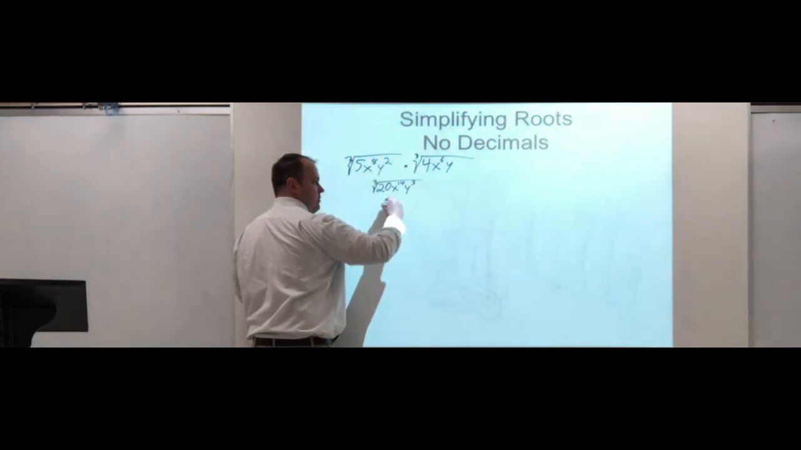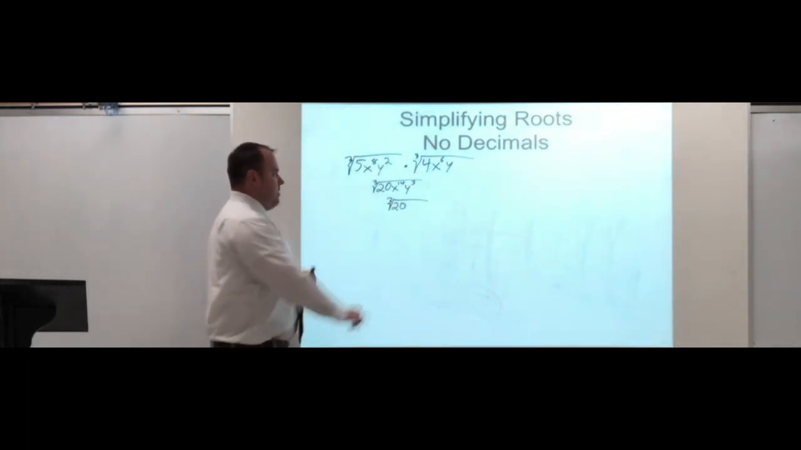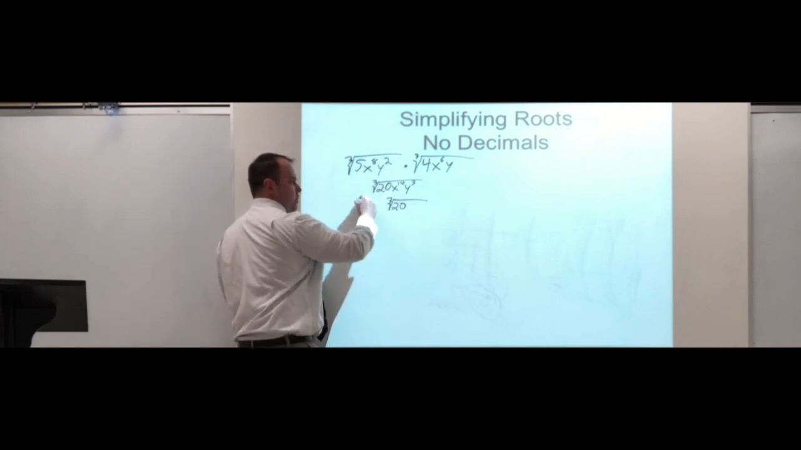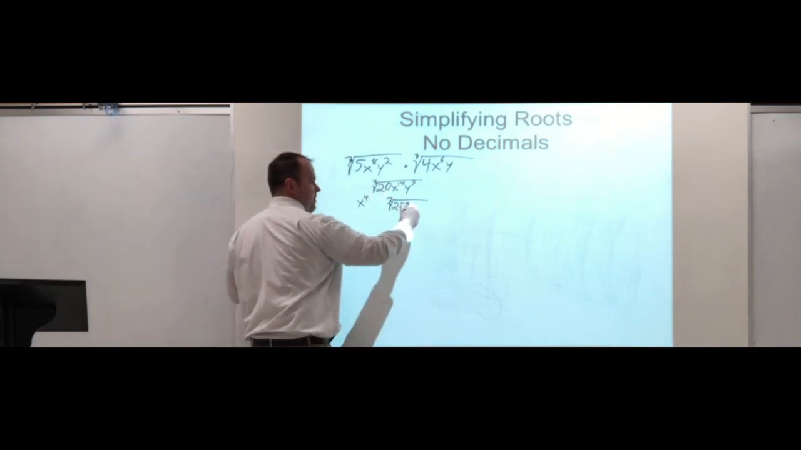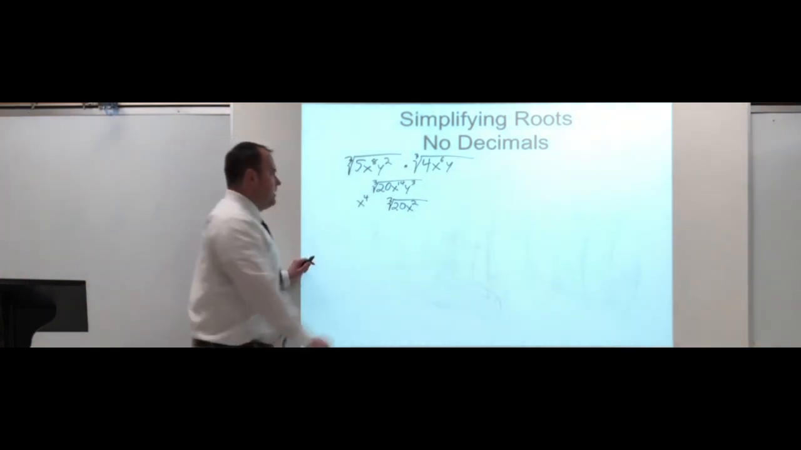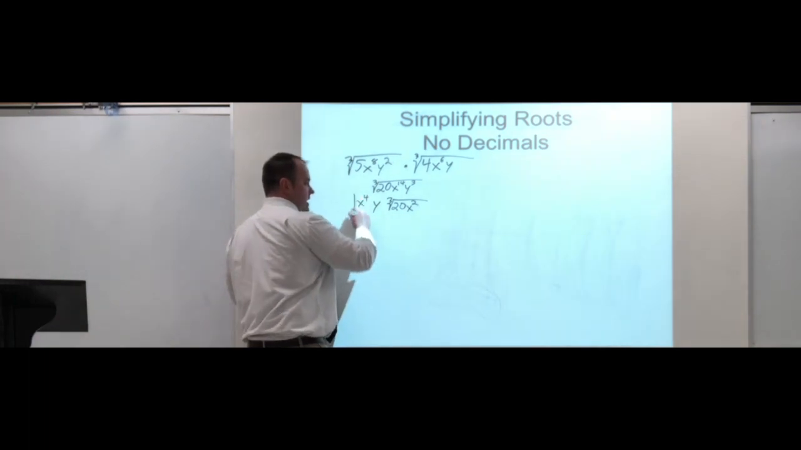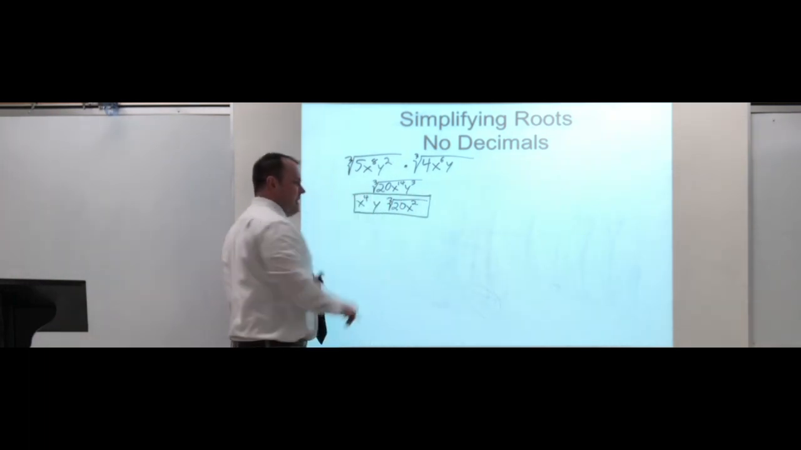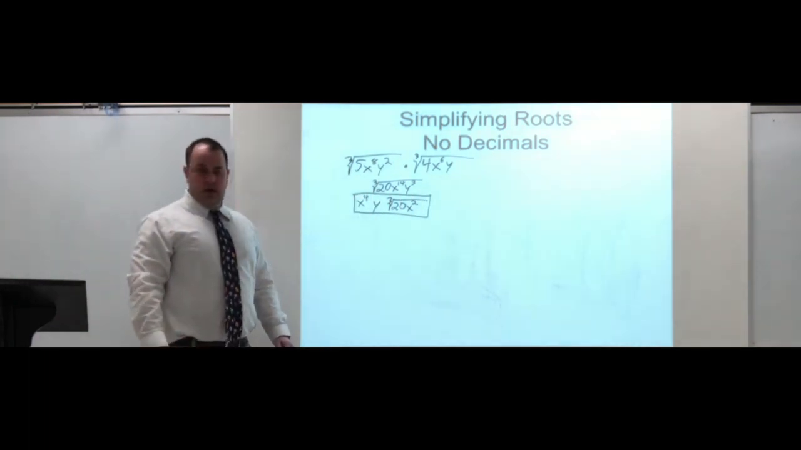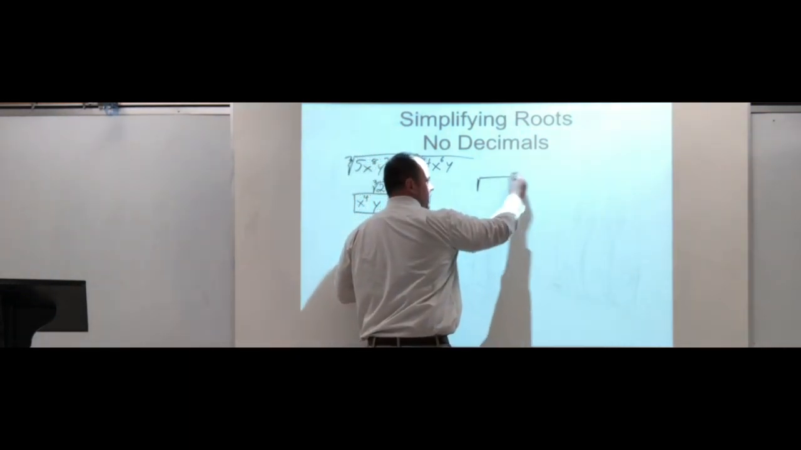Cube root of 20, you can't do anything with. No factor tree, doesn't work out nice. 3 goes into 14 4 times with 2 remainders, so x squared on the inside. And 3 goes into 3 once, so I'm just going to have that y on the outside. And there's your answer for that one. Okay? Same work as if it was square roots.